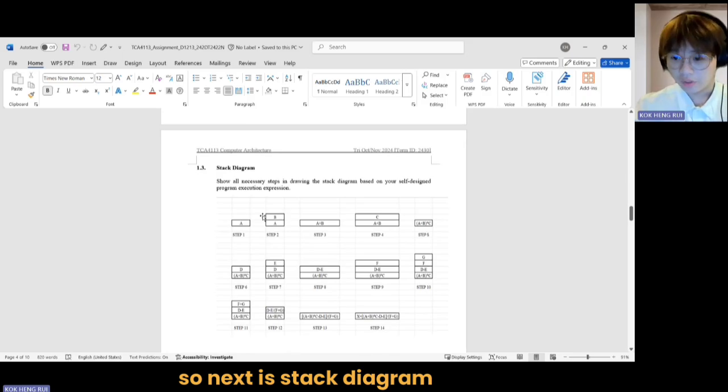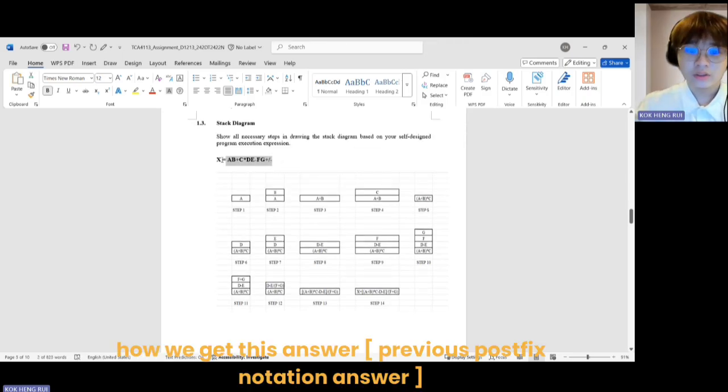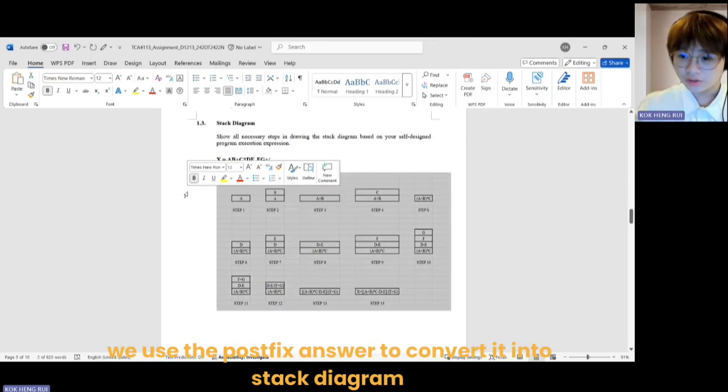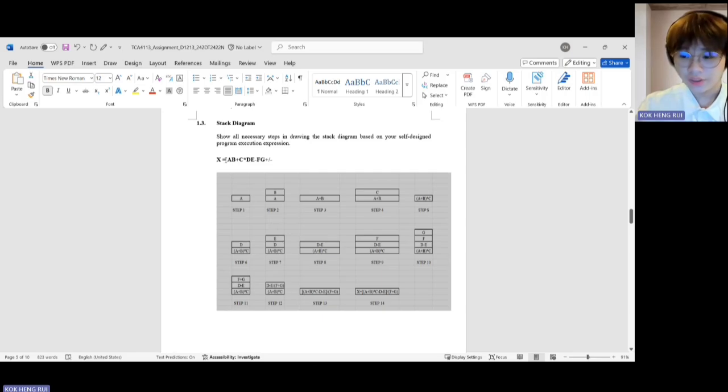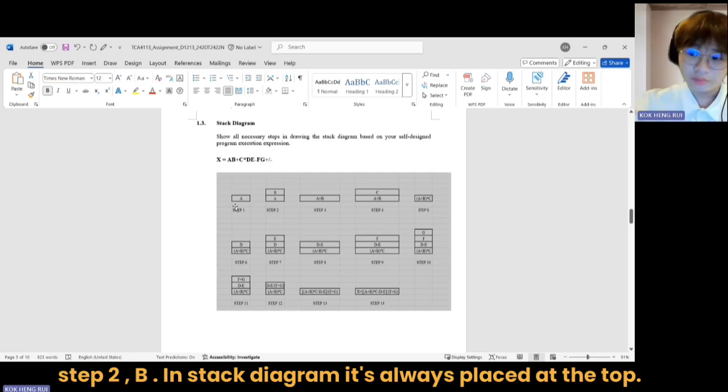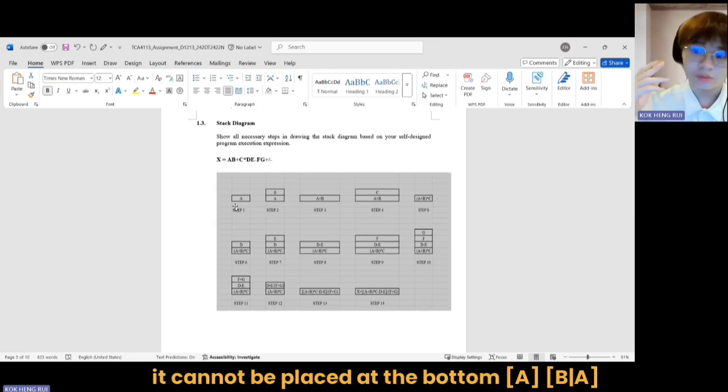So next is stack diagram. How we get this answer is that we pick the postfix notation answer, and then we use it to convert it to a stack diagram. So first you can see x equals to AB. So step one is A. The first one is A. So we load. So right here the first one is A. So the second one is B. And then B is always placed at the top. It cannot be placed in the bottom. So it's B, A.